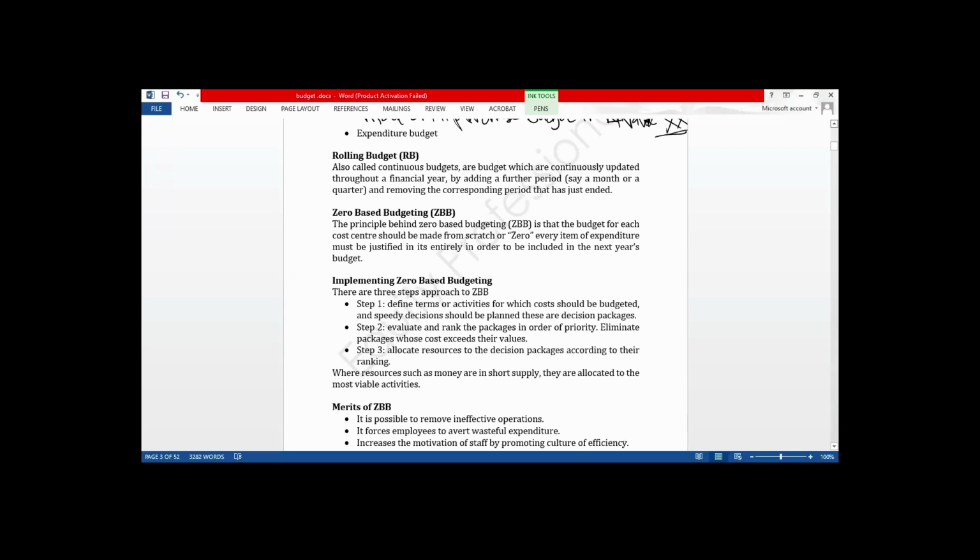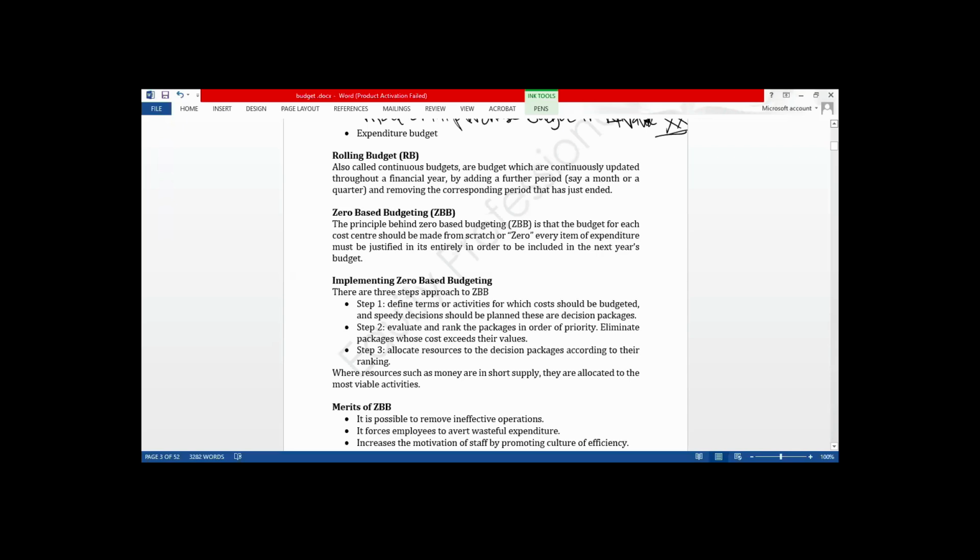We also have zero-based budgeting. It's a principle of zero-based budgeting, that all the items are assumed to be zero. Every item of expenditure is assumed to be at zero level until the budget holder justifies the amount to be spent. It is assumed that all expenditure items are zero.